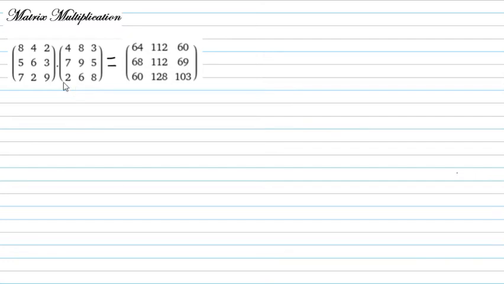The way you learn to do matrix multiplication, let's say in high school, is what is called the dot product. You say, to get this number 64 here, it's 8 times 4 plus 4 times 7 plus 2 times 2. And then to get this value here, you say 8 times 8 plus 4 times 9 plus 2 times 6, and so on. Well, there are other ways of looking at matrix multiplication. In the end, they're all the same.